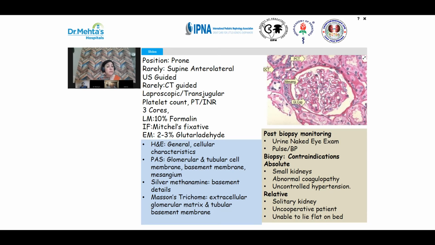The prerequisite is that the platelet count should be normal. The PT-INR should be normal. We prefer and we must take 3 cores of the biopsy using an automated gun and send the biggest or the best core for light microscopy, fixed and sent to the lab in 10% formalin. The immunofluorescence can be sent in Michel's fixative or even normal saline if the lab is in the same hospital, same institute, and it is going to be fixed very early in the next 1 or 2 hours by the lab. The electron microscopy sample needs to be sent in 2 to 3% glutaraldehyde.